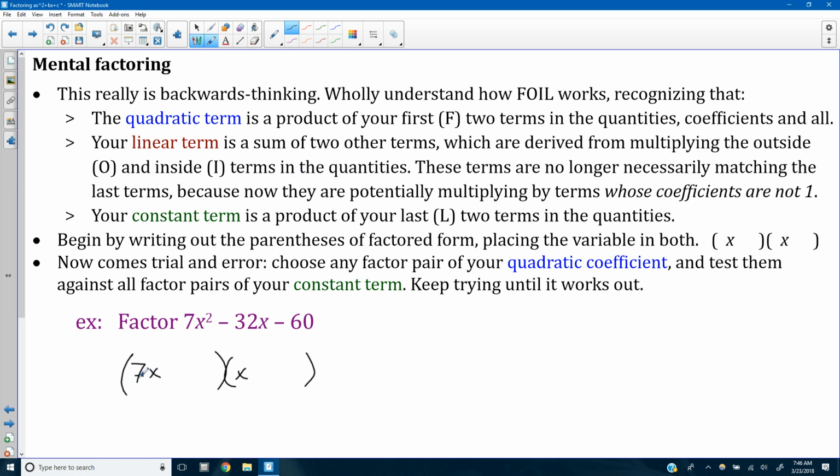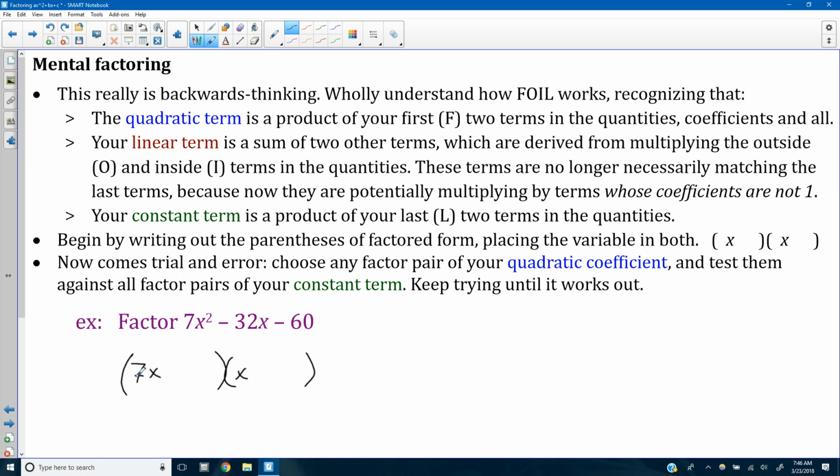Now, what's great about this part of this problem so far is that this was a prime number. That means 7x times x is a guarantee that that's what these will become. I have locked those in. If this is factorable, this is the only way this is going to be produced. I don't have to do anything else with these.